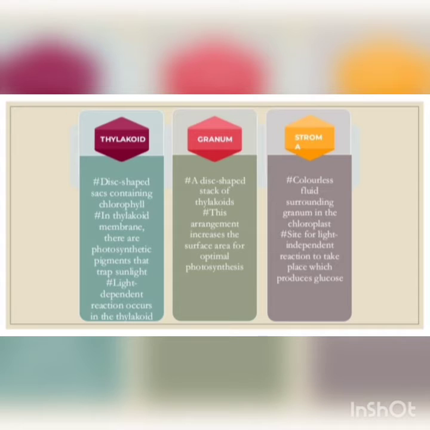Second, granum, a disc-shaped stack of thylakoids. This arrangement increases the surface area for optimal photosynthesis. Lastly, stroma, colorless fluid surrounding granum in the chloroplast, site for light-independent reaction to take place which produces glucose.